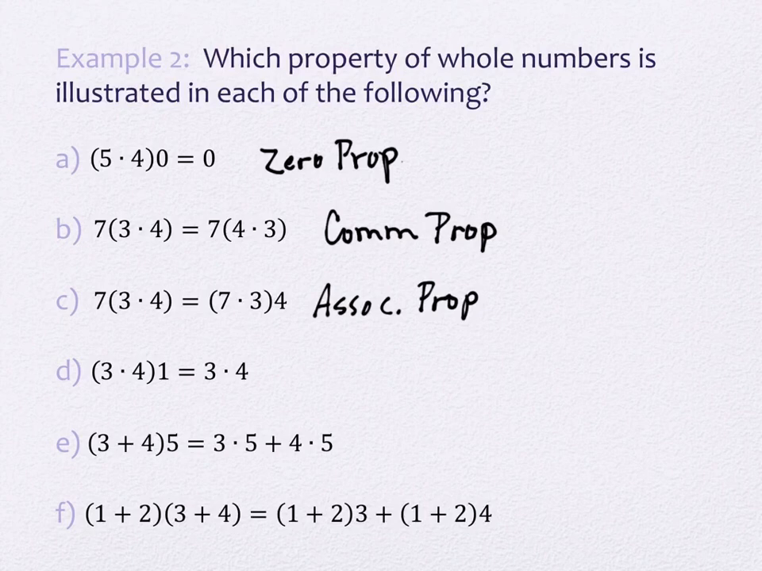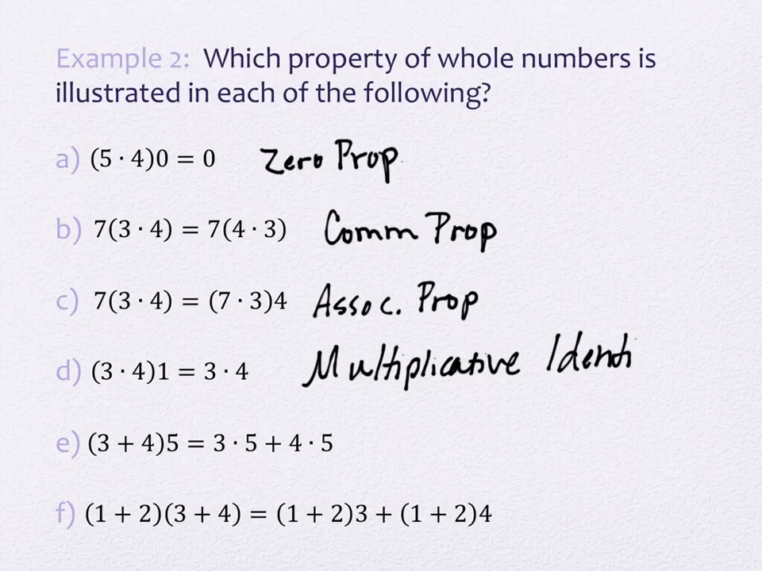What's D? It's the multiplicative, that looks terrible. Let's try that again. It's the multiplicative identity property. How about E? That one's distributive.